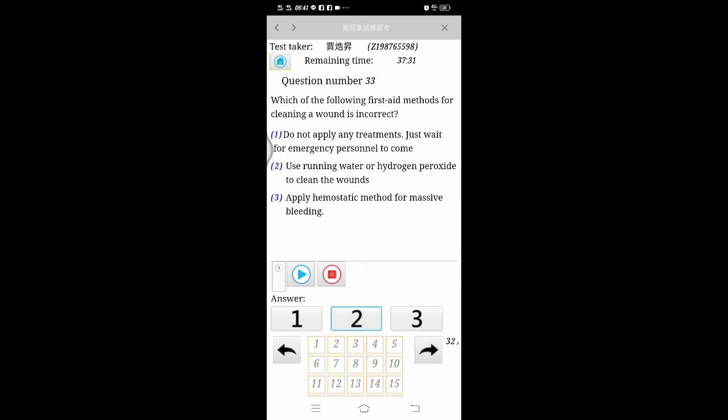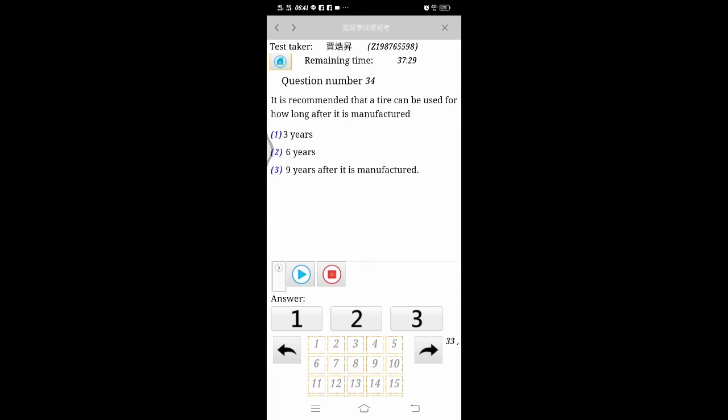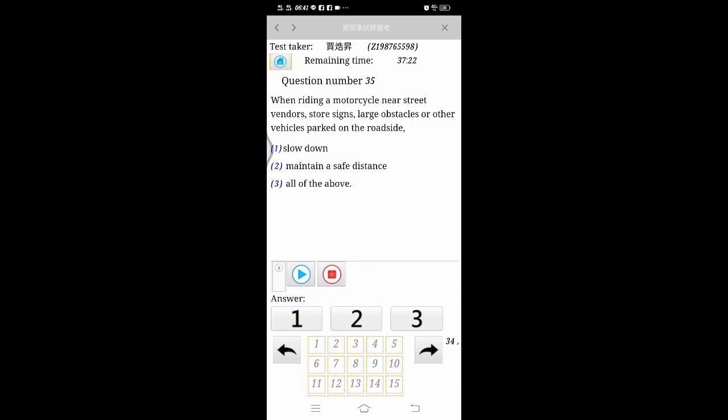3. Apply heat. It is recommended that a tire can be used for 1. 3 years. 2. 6 years. When riding a motorcycle near street vendors, store signs, large obstacles, or other vehicles parked on the roadside: 1. Slow down. 2. Maintain a safe distance.